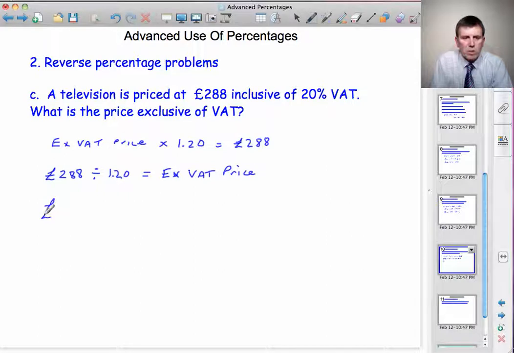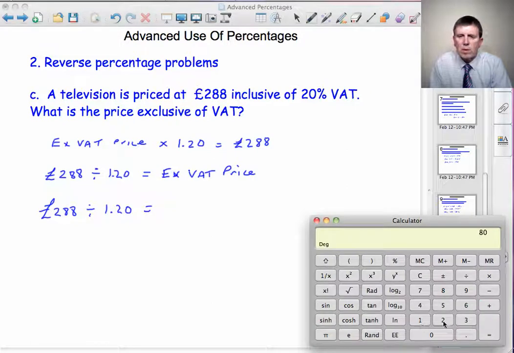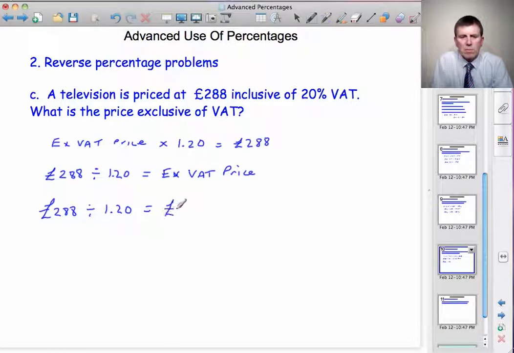So let's see what it comes to. 288 divided by 1.20 is equal to £240. So this television was £240 before the VAT was added and £288 after it was added.